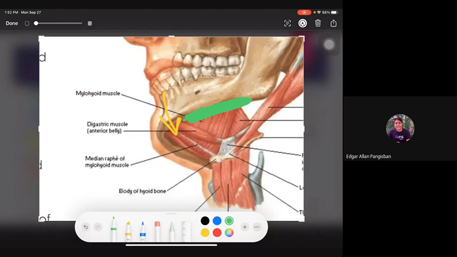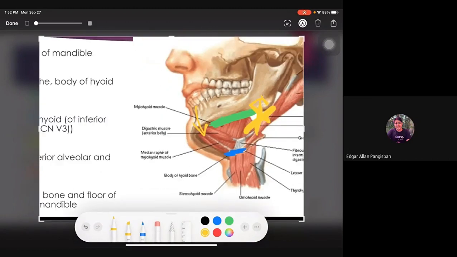Why is it downward? Remember, its origin is at the internal oblique ridge, right? Then its insertion is at the hyoid bone. Shouldn't the mandible just stay in its place? It would not move, because when it contracts, it is towards the origin, correct? The origin is higher. However, this is a contradiction.